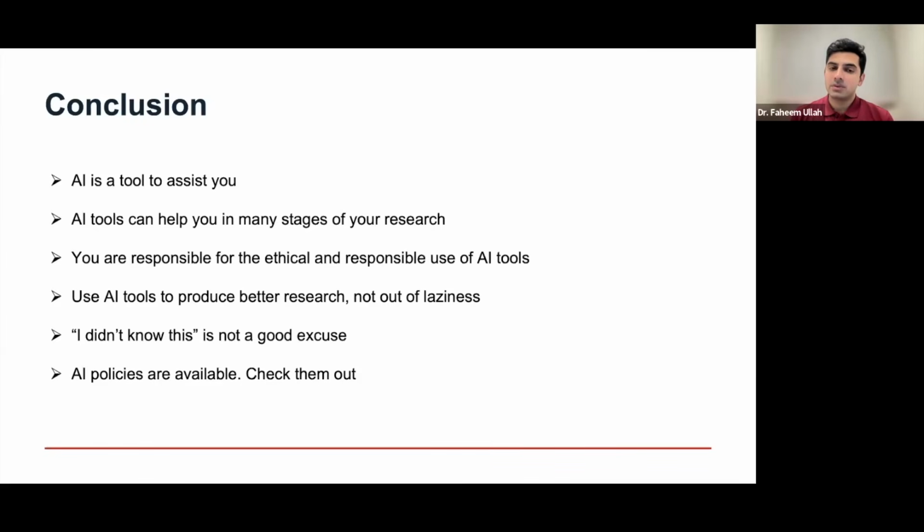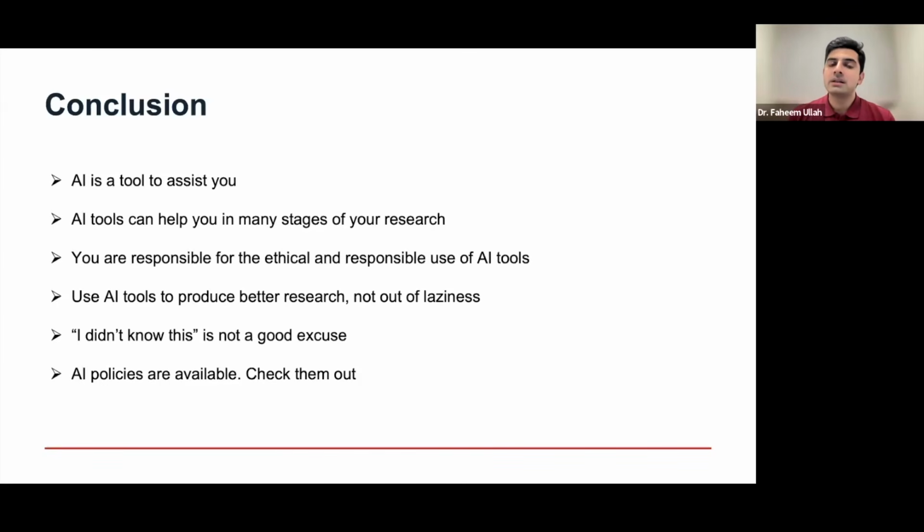And I believe that when you're using AI tools, your purpose should be to produce better research, right? Not that our motivation is that we are lazy and that's why we are using AI tools. It should be to improve the output rather than to not put in our own effort. And as I mentioned, when we are not making responsible use of AI, it would have some consequences.